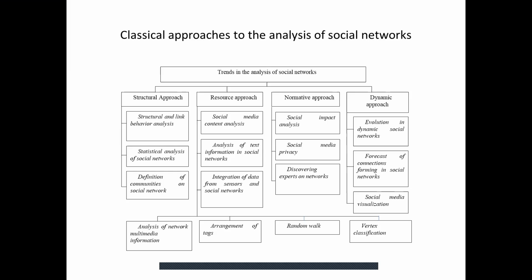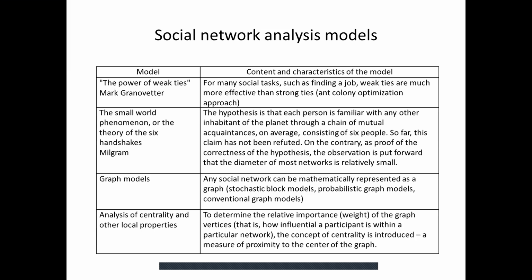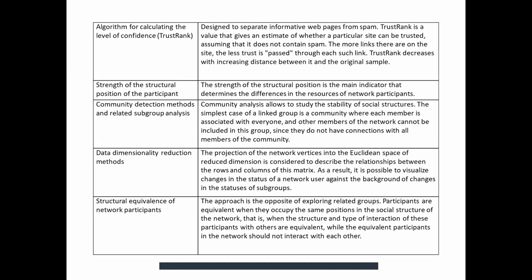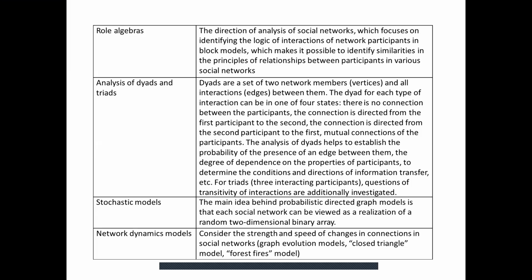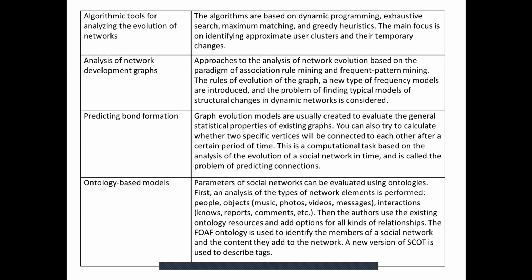Also, it is necessary to consider specific models for analyzing social networks. These models are shown in these tables, and we can talk about the power of weak ties as a small world phenomenon with a theory of 6 handshakes, graph models, analysis of centrality and other local properties, algorithm for calculating the level of confidence, strengths of the structural position of the participant, community detection methods and related subgroup analysis, data dimensionality reduction methods, structural equivalence of network participants, role algebras, analysis of dyads and triads, stochastic models, network dynamic models, algorithmic tools for analyzing the evolution of networks, analysis of networks development graphs, predicting bond formation, and also ontology-based models.